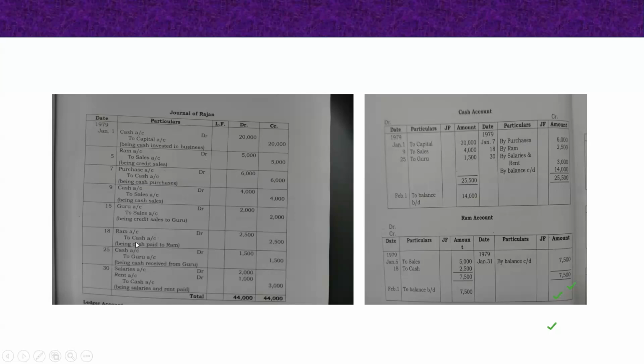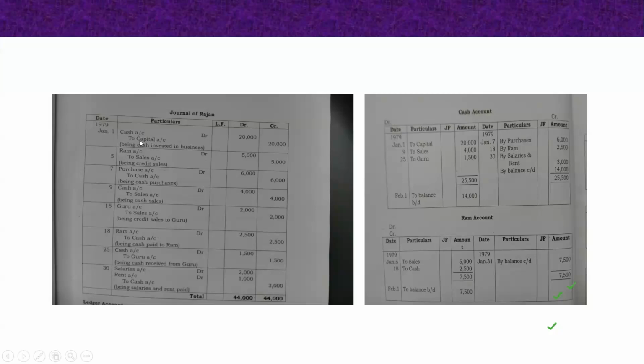Then again on 18th, we have paid Ram cash, the sum of 2,500. Again on 30th, the cash has gone out of the business through rent and salary. So that is listed here. If you sum up both sides, it would be balanced. Then you take the remaining amount, the carried down balance, to the next accounting entry.